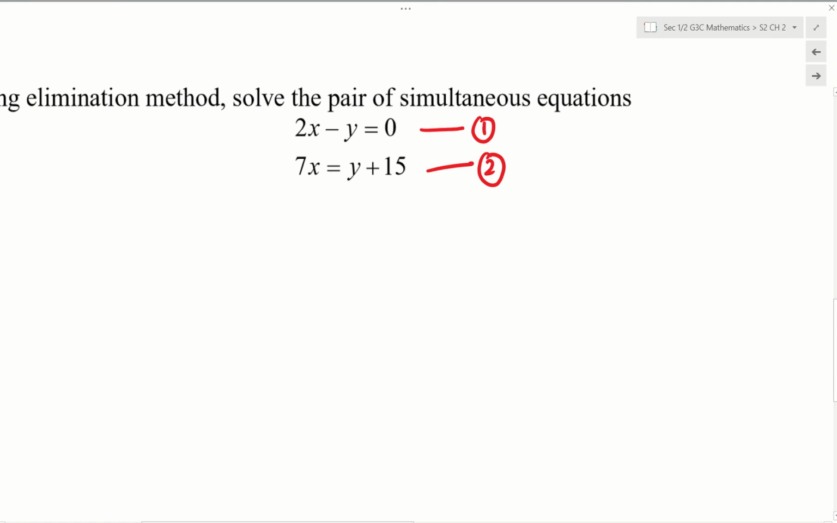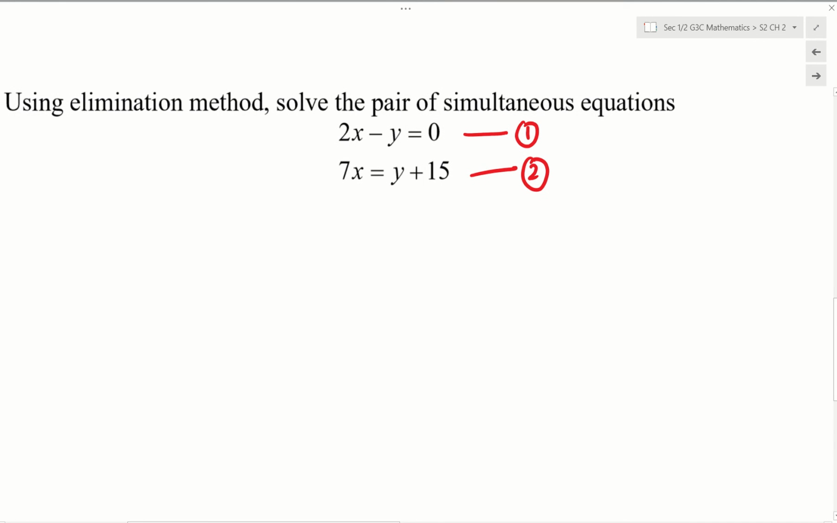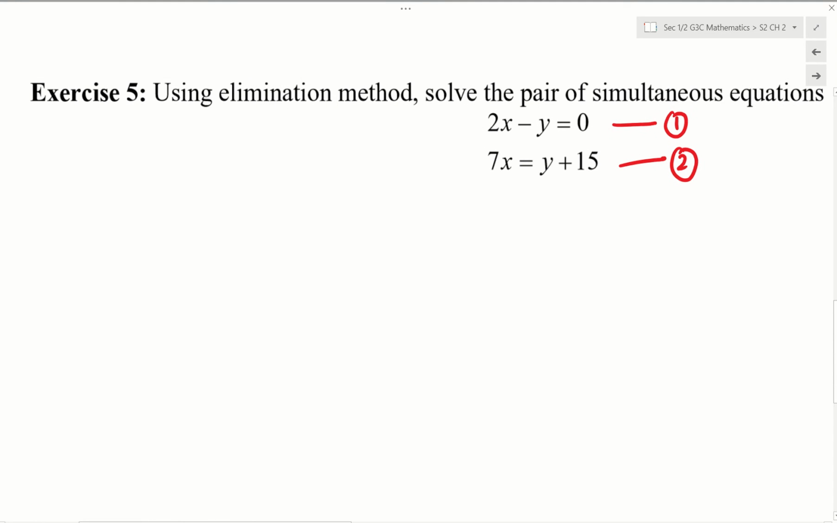In order to solve them using elimination, you have again a few different approaches you can use. Be creative. You can either choose to take equation 1 plus equation 2, or 1 minus 2, or 2 minus 1. Sometimes you need to do some manipulation. So give this a try, and we will discuss this on Monday's lesson.